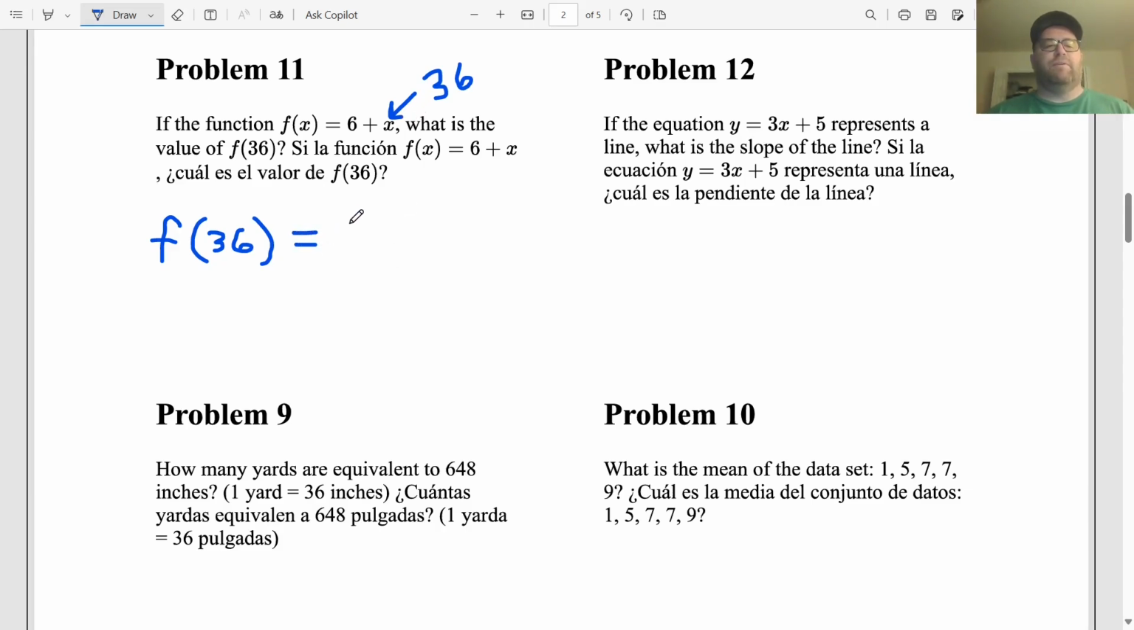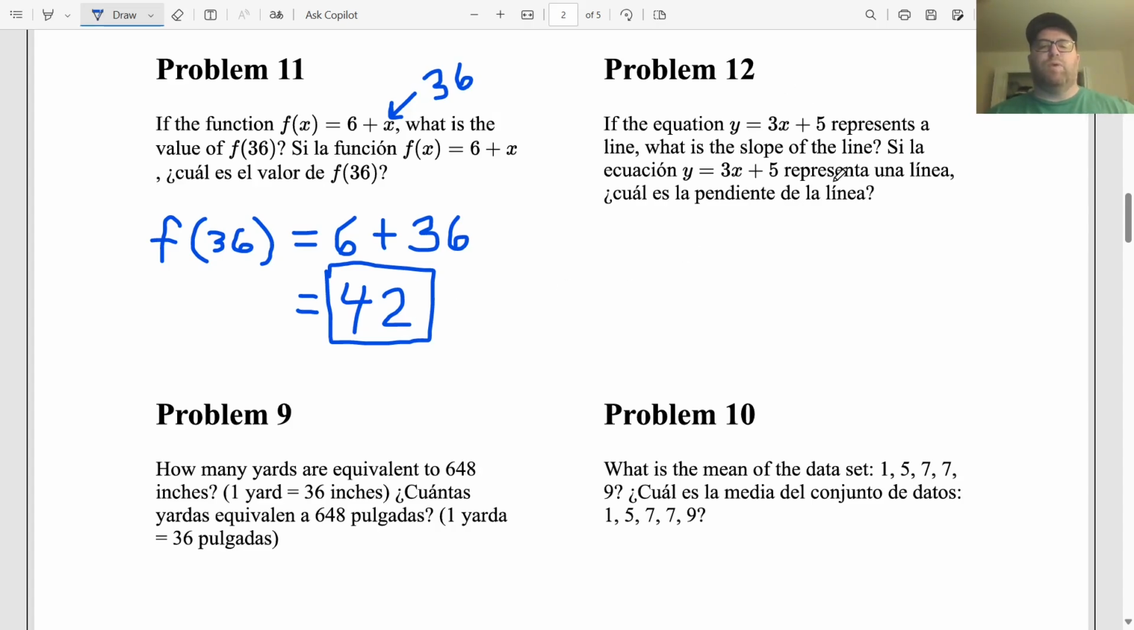We just substitute in the value of x. All right, so f of 36 is going to be 6 plus 36. 6 plus 36 is 42. So that's all there is to it. That is f of 36.